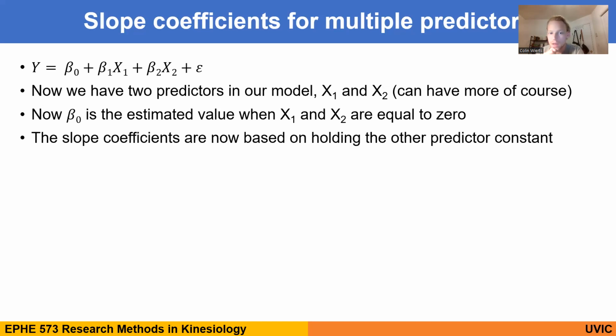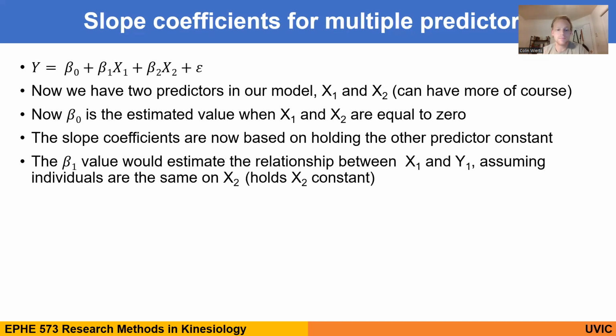And so our slope coefficients for our predictors are now based on holding the other predictor constant. In this case, our beta 1 value would estimate the relationship between x1 and y, assuming individuals are the same on x2. So let's say you had a sample of people, and you want to know the relationship between x1 and y. If you have one additional predictor, now it's the relationship between x1 and y assuming that the two people are the same on x2.